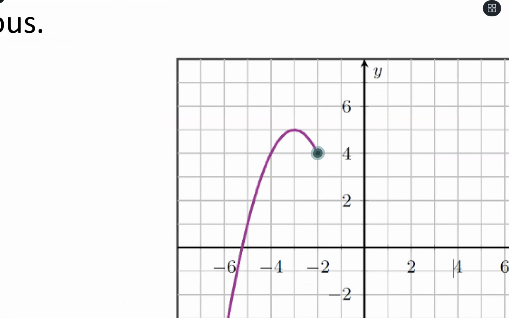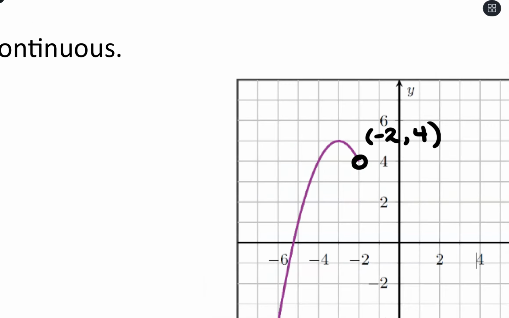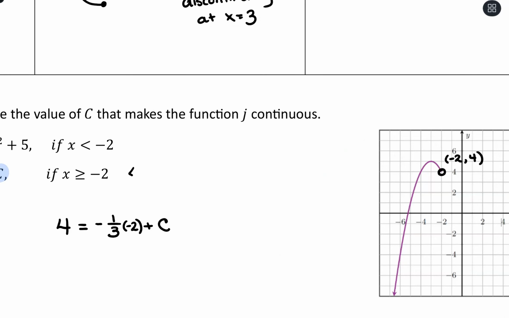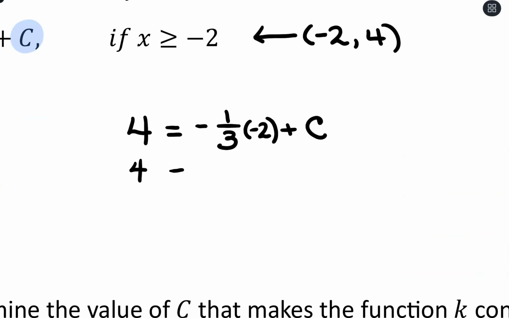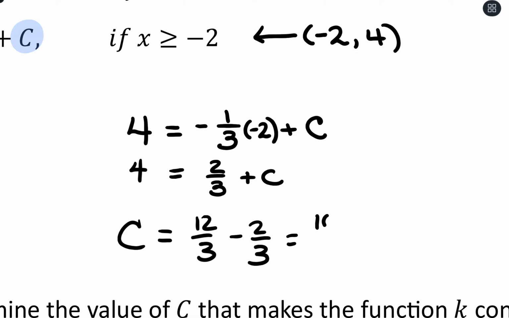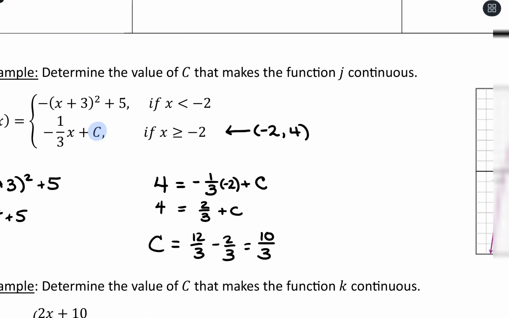So for the quadratic part of our function, right now we have an open circle there at (negative 2, positive 4). To fill that in, that means we need the coordinate (negative 2, positive 4) to be part of our second function as well, so that they match up. Okay, so that is 4 equals positive 2/3 plus c. So c is going to be equal to 4 minus 2/3. So 12/3 minus 2/3, that's going to be 10/3. So we need c equals 10/3 to make that happen.